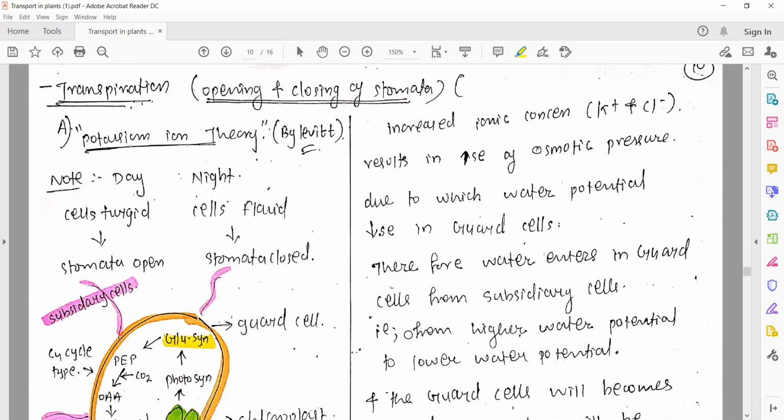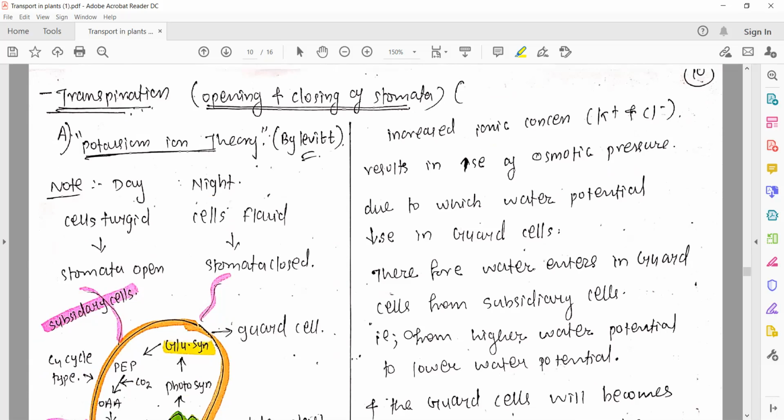Now let's talk about transpiration, a very important topic: the opening and closing of the stomata. What is this topic called? Before this you should understand that it is called the potassium ion theory. Here I am going to describe how the opening of the stomata will take place and how the closing of the stomata will take place.